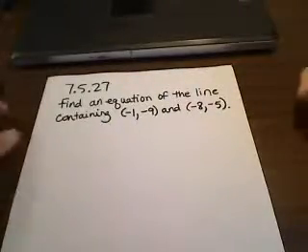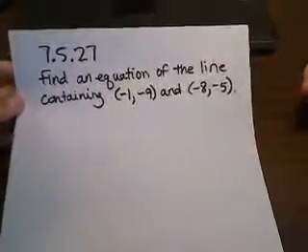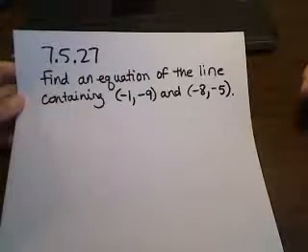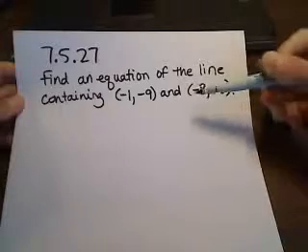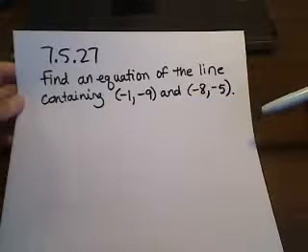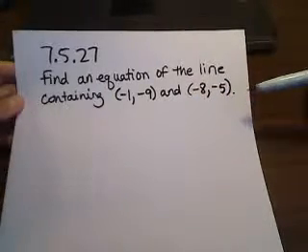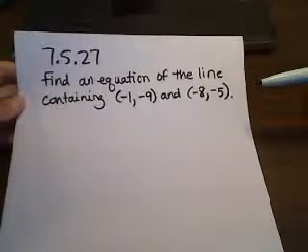Okay, so this is a problem that was asked over email. It's problem 7.5.27, and it asks you to find an equation of the line containing the points (-1, -9) and (-8, -5). Okay, so this is actually a two-step problem.